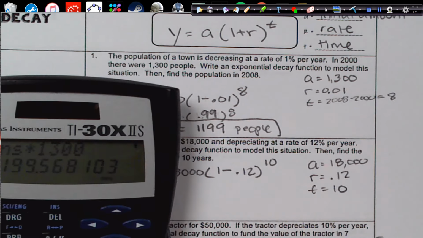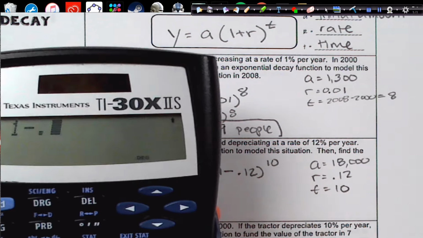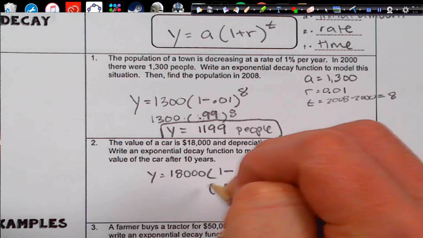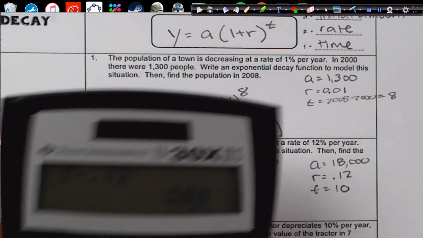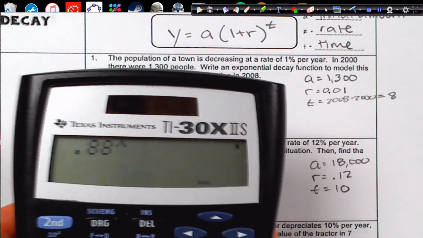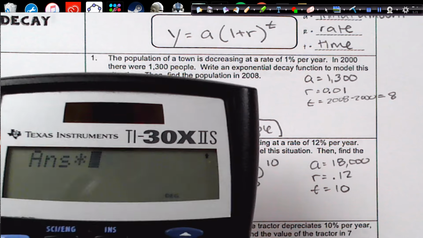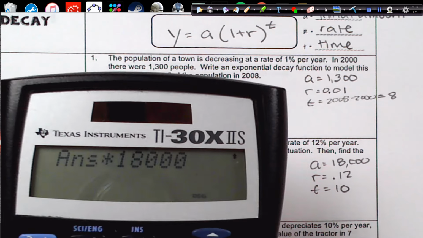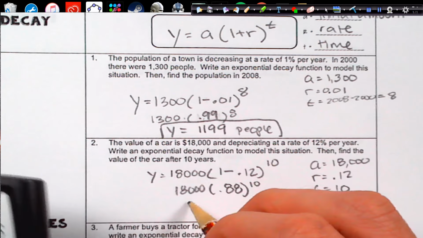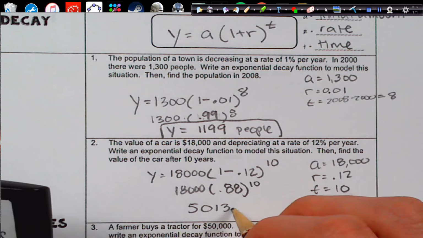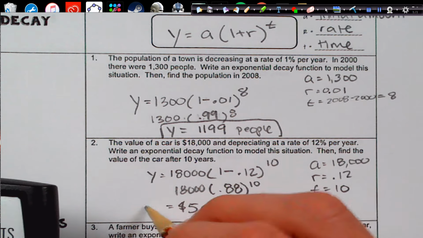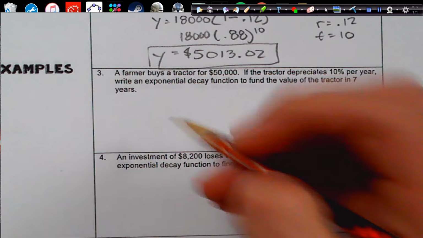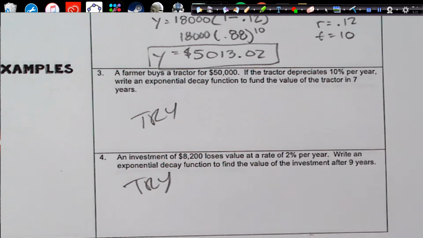So again, we're going to go ahead and take 1 minus 0.12 and get 0.88. And we're going to raise that 0.88 using the caret to the 10th power. And then we're going to multiply it by 18,000. Whoops, one too many. And we're going to get $5,113.02. That car really depreciated in value. I'd like you to go ahead and try those two, and we'll talk about them in class.